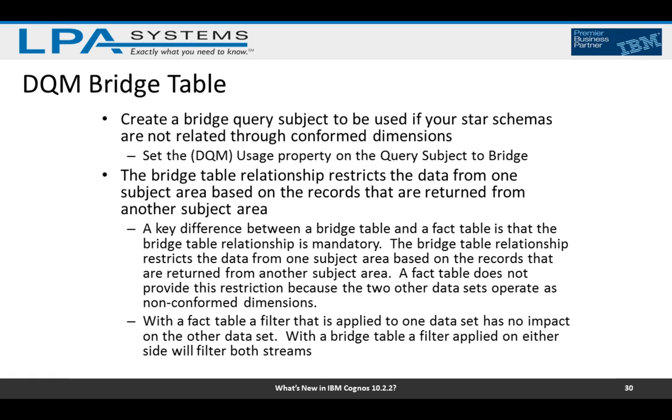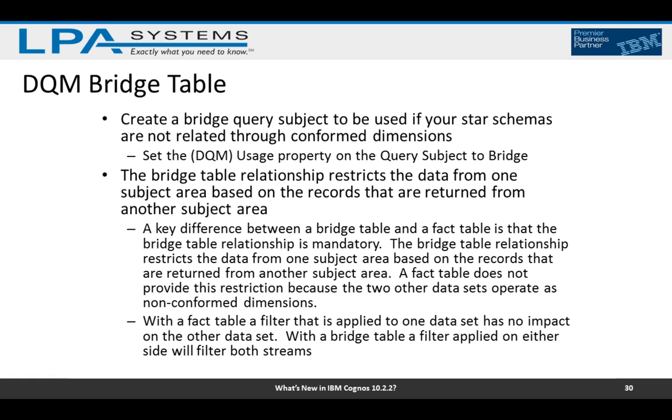Now this notion of a bridge table goes like this. I've got 2 stars and they do not have a common dimension between them. And yet I'd like to drop data from both of those fact tables onto the same report. So what I do is I build a bridge table. And a lot of us already have these bridge tables, but there was no way to have Cognos recognize that this bridge table was specifically for me to combine 2 stars. With this new usage property, and again, only in the DQM world, this won't work in CQM, I can specify that a particular query subject is a bridge query subject.